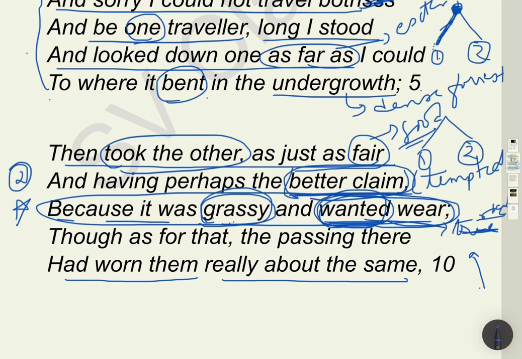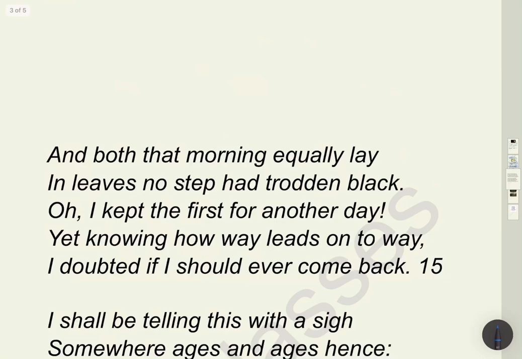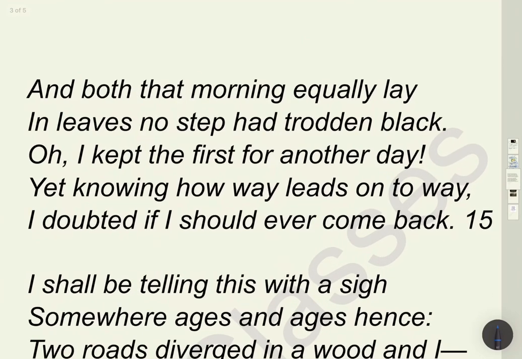Now let us read the third stanza. Okay, so in stanzas 1 and 2, we are able to understand that the poet is in the middle of the forest and he had two choices, and after thinking for a long time, he selected the second road. Why? Because it was not being walked by many people.